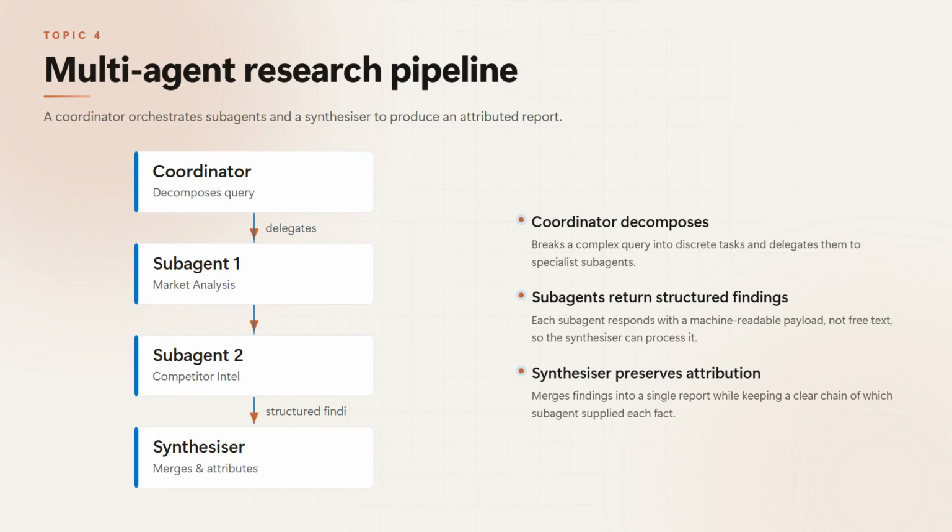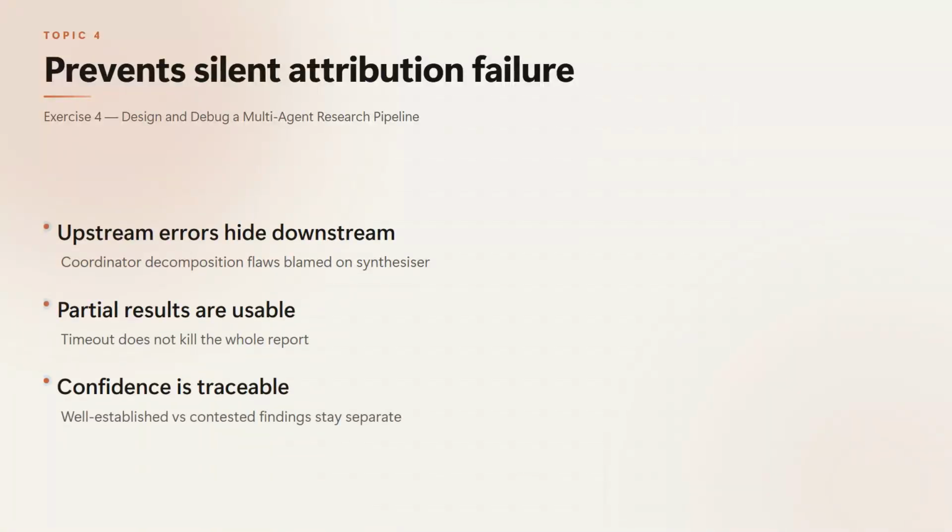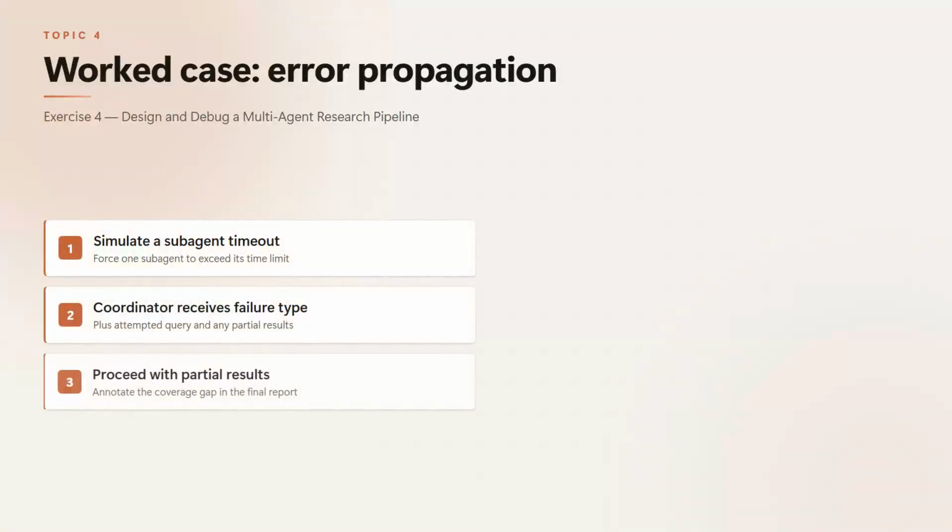attribution. Without explicit context passing in structured output, a multi-agent pipeline fails in production by producing reports that look correct but cannot be audited. A claim appears without a source, or two conflicting statistics get averaged into a single misleading number. The cost is trust. When a stakeholder asks where a figure came from, you cannot point at the field that carried it. Building this pipeline yourself is how you learn that the failure usually starts in the coordinator's decomposition, not in the synthesizer that gets blamed.